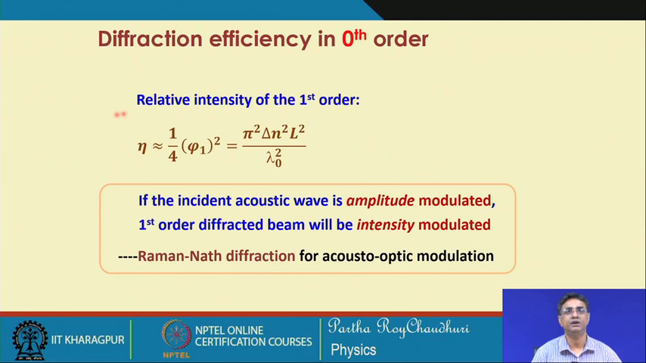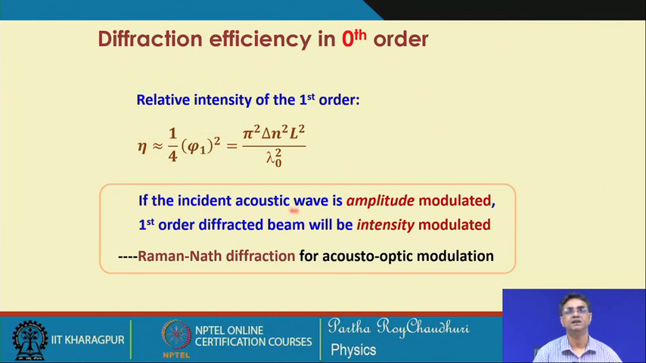So, this is a very important, very useful result: if you have a low acoustic power of the acoustic wave in the transducer, then you can get a diffraction efficiency which will be given by this. Knowing the length, knowing the delta n, which is a consequence of the acoustic power, and this lambda 0, the wavelength of the light wave, we can calculate the efficiency of this.